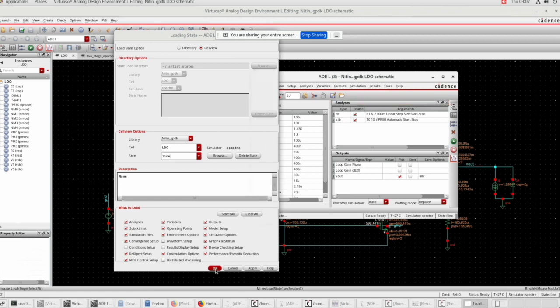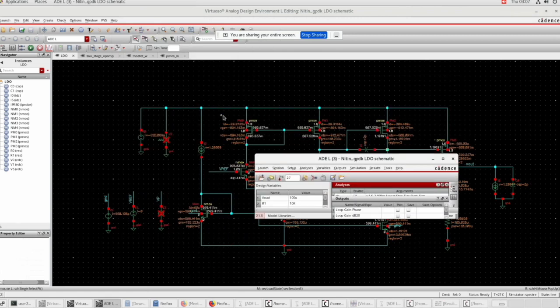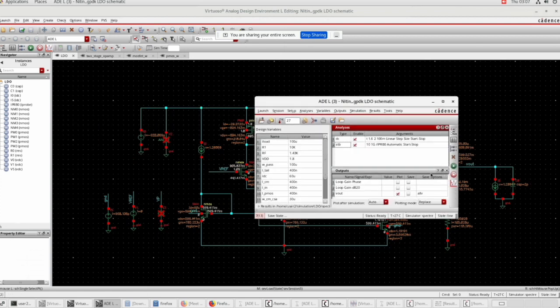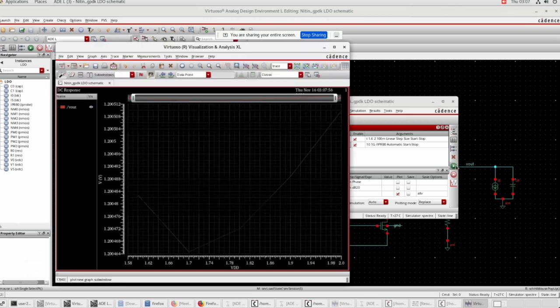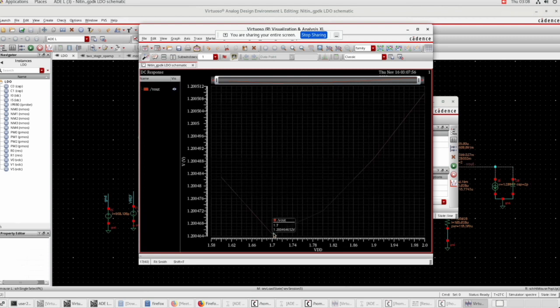In the line regulation, I am varying the supply from 1.6 to 2 volt and seeing how the output is varying. So let us run it. So we can see that the output is varying by 0.1 millivolt, which is a very low value, and the supply is varying from 1.6 here to 2 here, but the maximum variation is around 0.1 millivolt.